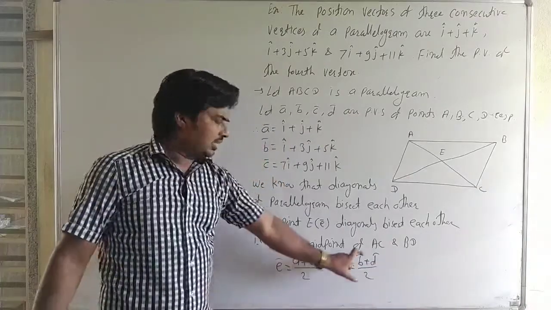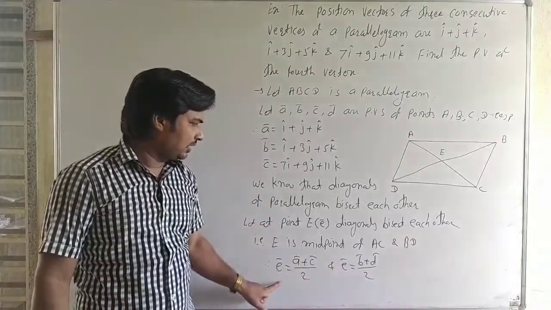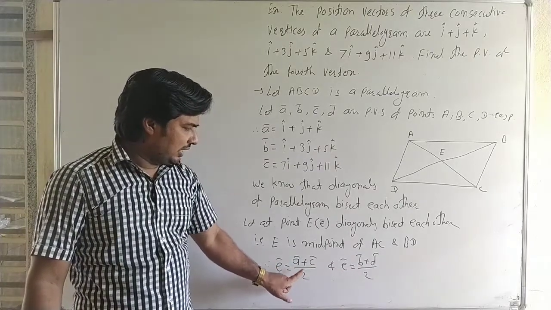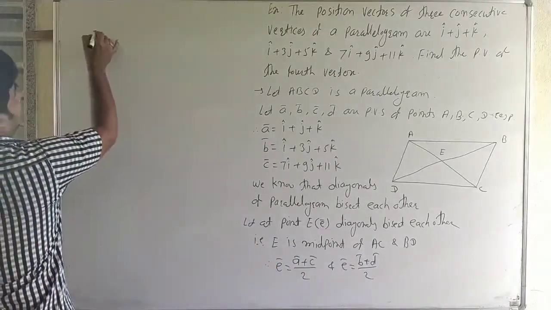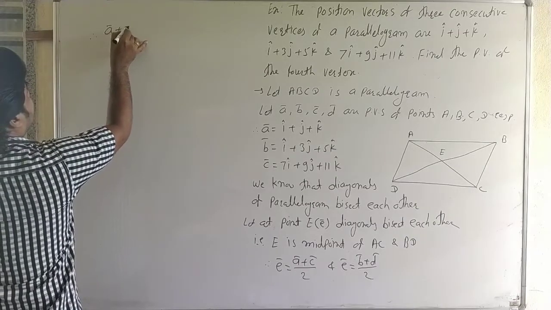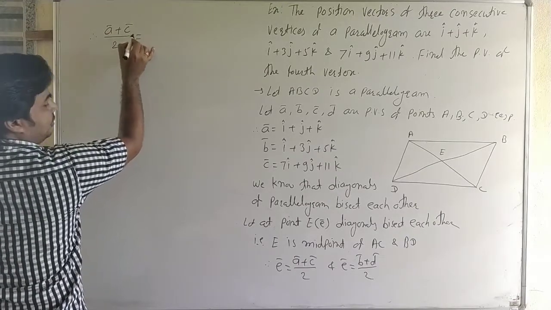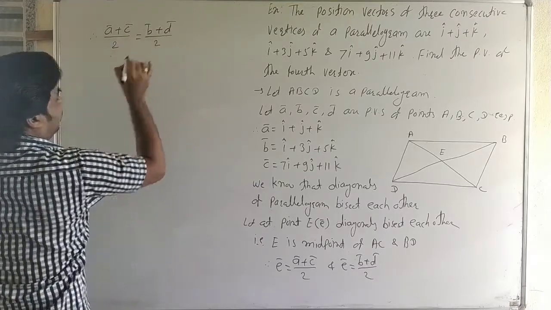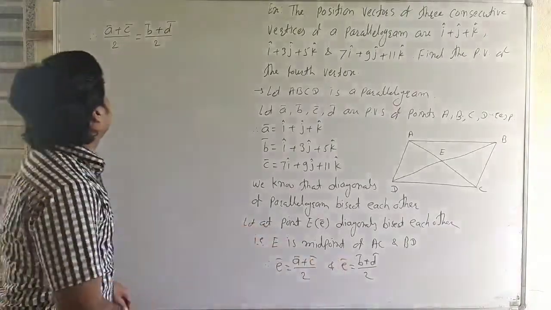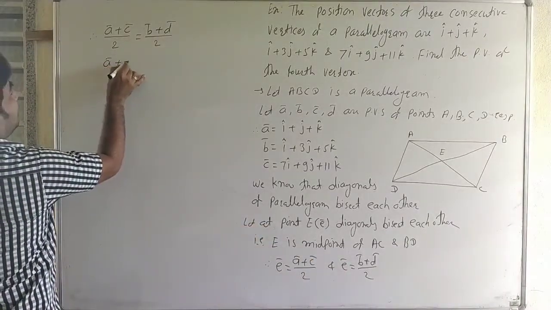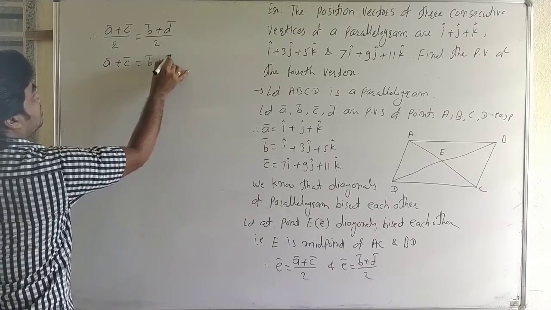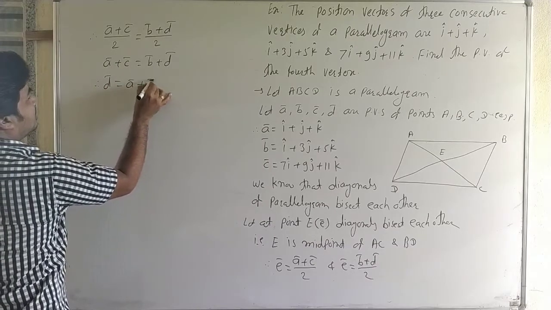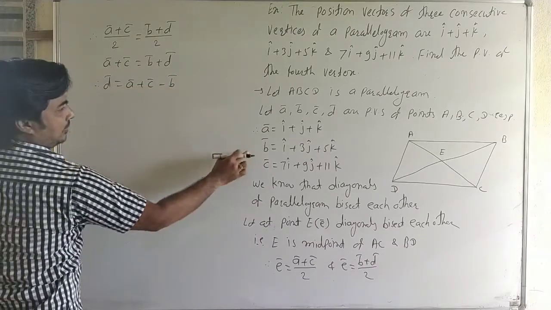Okay, now here A bar and C bar are given. Now we can write (A bar plus C bar) upon 2 is equal to (B bar plus D bar) upon 2, since the position vector is the same. Then A bar plus C bar is equal to B bar plus D bar, and therefore D bar is equal to A bar plus C bar minus B bar. A, B, C are given.